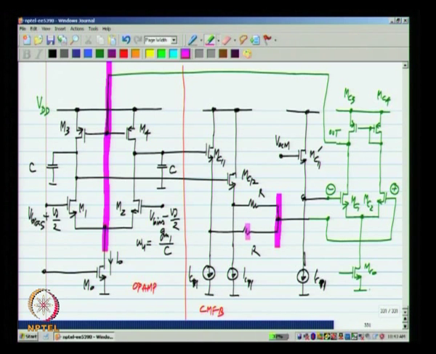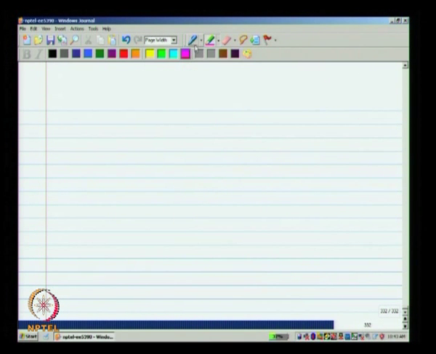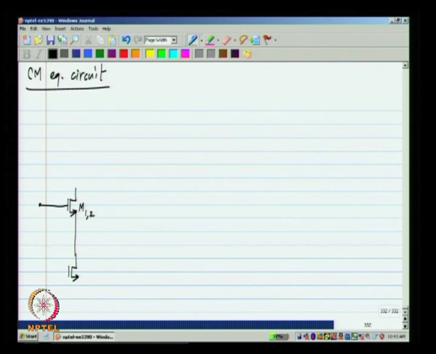For instance, this R comes on top of that R, these two transistors will be in parallel, these two current sources will be in parallel and so on. So, let me draw the common mode equivalent circuit. When I write M1 comma 2, it means that M1 and M2 are in parallel and M0 appears as it is with a current I0.